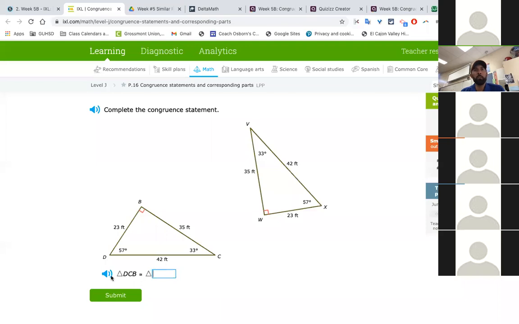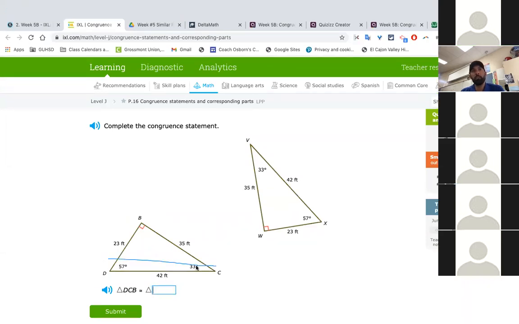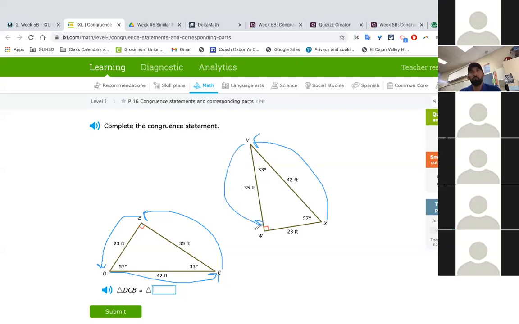Okay, so here we're starting with D, then we're going to C. So from D, oops, my bad. We're going to go from D to C, and then from C to B, and then obviously that means we go from B to D, but we only need to write the three letters. So here, 57 degrees is D, so that means we're starting with X. And then we're going to go to the 33 degree corner. So that means we would go from X to V. And since there's only three letters, that makes it easy. So we just go from V to W.